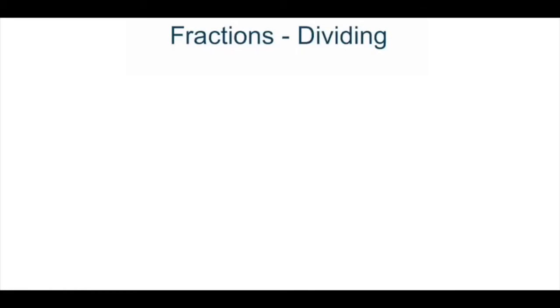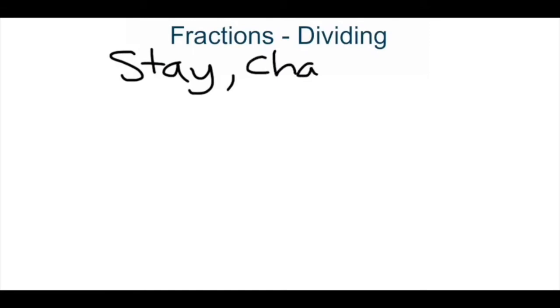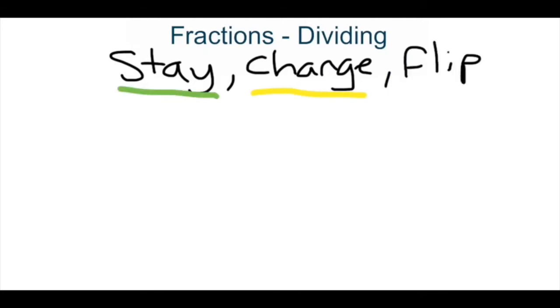So for dividing, we need to remember 3 keywords: stay, change, flip. And these words are going to allow us to turn any divide problem into a much easier times problem.